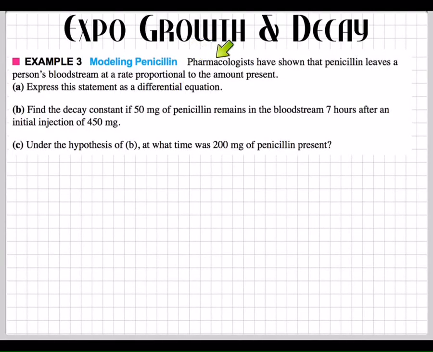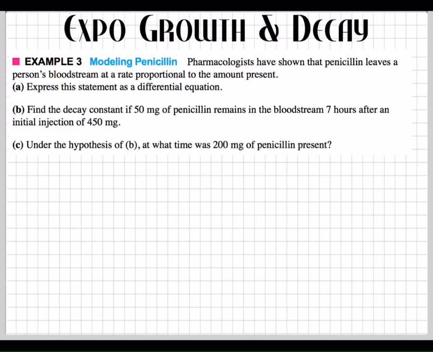So, after we read this, pharmacologists have shown that penicillin leaves the bloodstream at a rate proportional to the amount present. You should see the rate and you should see proportional. And you should think, oh, that's like what we're doing with the exponential functions here. So, express this statement as a differential equation.